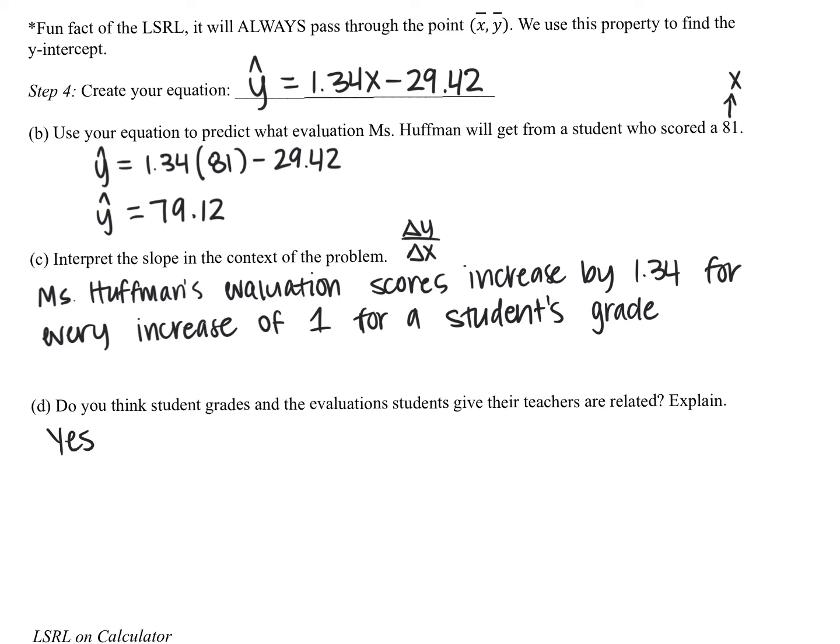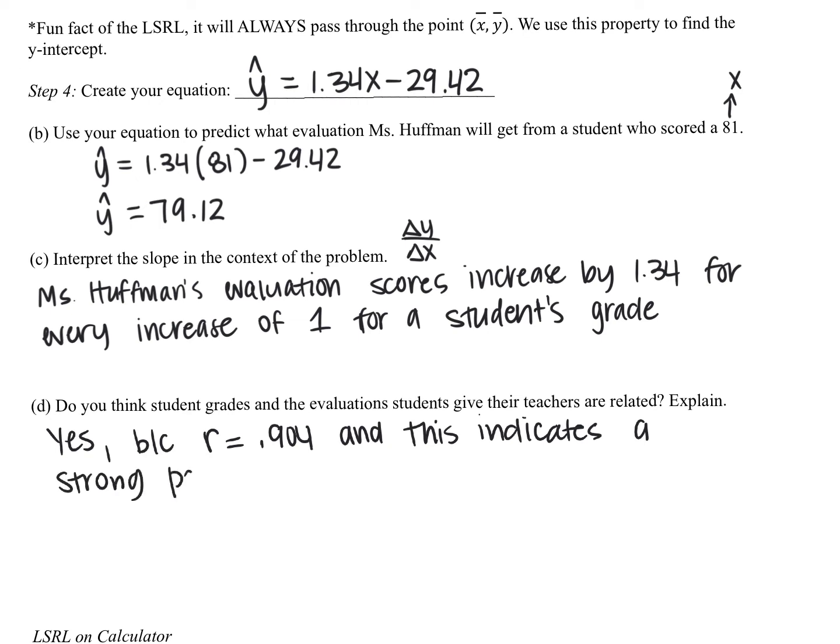All right. So one reason could be because R equals 0.904, and this indicates a strong positive relationship. Okay, that's one thing we can use. We can use the correlation coefficient since it describes strength and direction. So because this is positive and it's a pretty strong value, we could say yes.